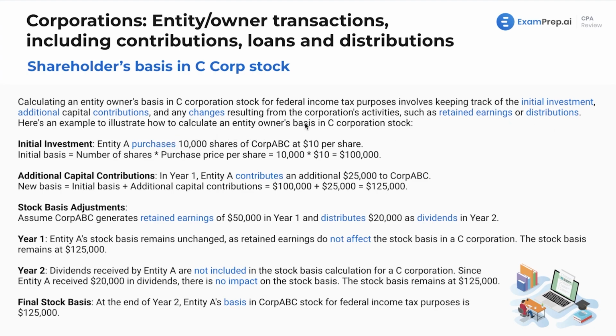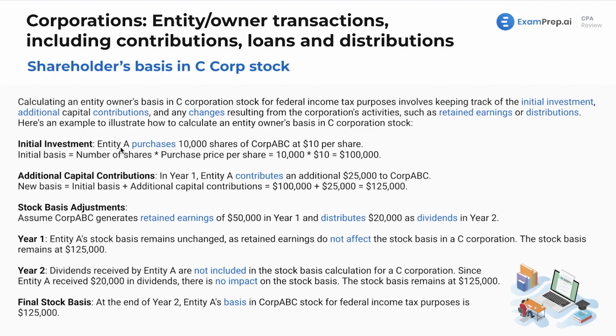Now, this is very similar to S Corps and to partnerships. There are differences for sure, and we'll go over them when we see those lessons. But what's your basis in your investment? Your investment could be a C Corp, an S Corp, or a partnership, and we'll see how your basis ebbs and flows, increases and decreases based on everything.